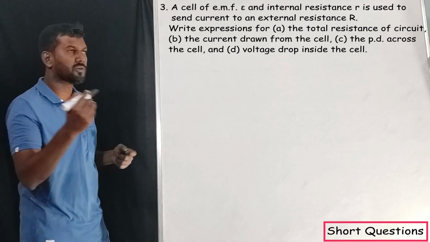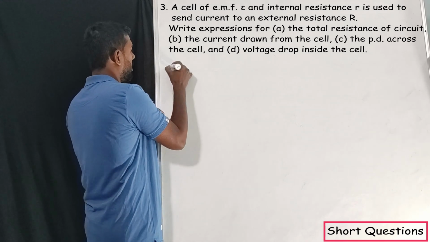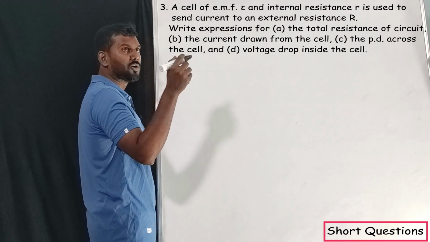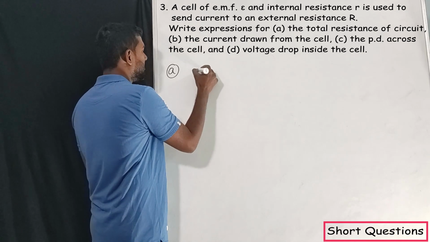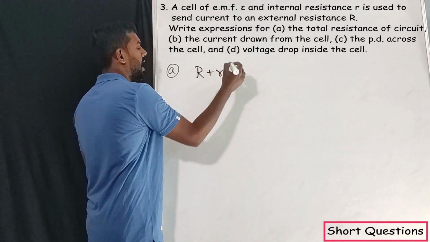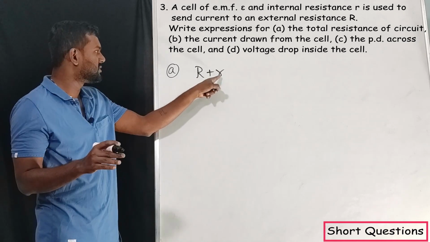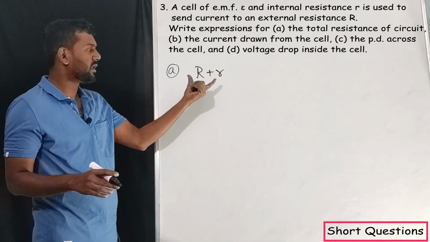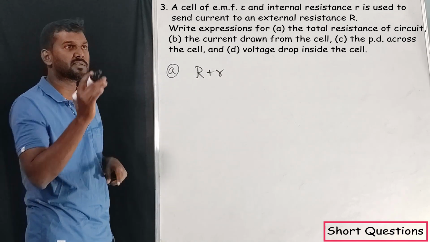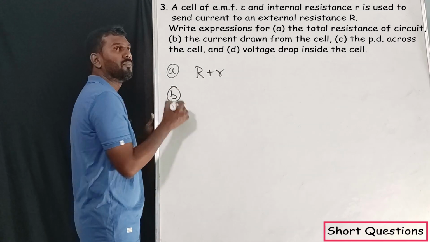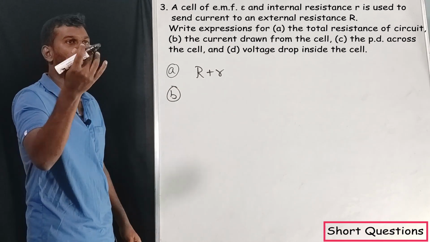We'll go one by one. For the first sub question, the total resistance of the circuit is nothing but R plus r. R is the external resistance in the circuit, and r is the internal resistance of the battery. Then we'll go for the second one, the current drawn from the cell.